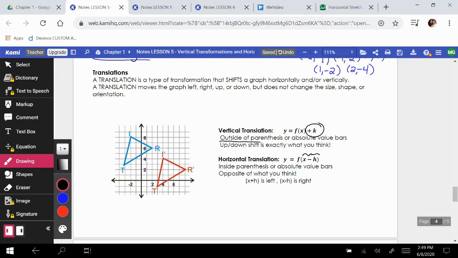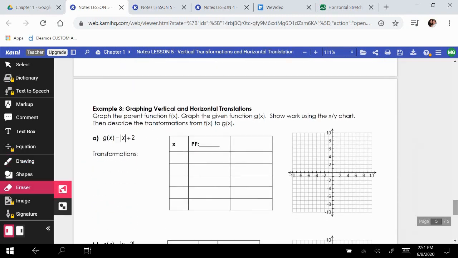So if it's outside the parentheses, it's vertical. It's exactly what you think, okay? If it's horizontal, you're going to think inside the parentheses are absolute value bars, and it's almost opposite of what you think. Remember, horizontal stuff is weird, right? Because x plus h is actually to the left, where x minus h is to the right. It's just kind of strange.